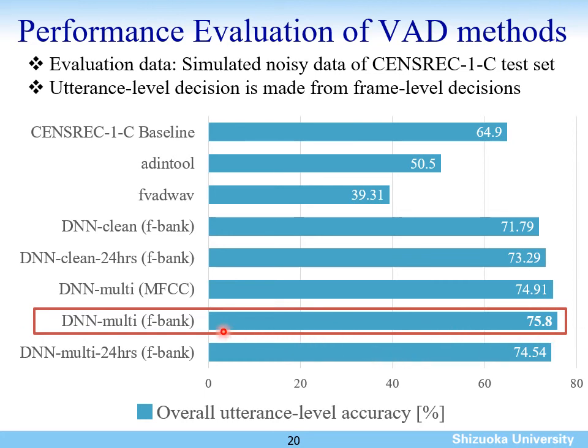Finally, comparing DNN multi and DNN multi 24 hours, accuracy graphs suggest that DNN multi has better performance. It means that augmenting training data using variation of environment for each speaker produces better performance than increasing the number of speakers for a certain environment when performing segmentation.